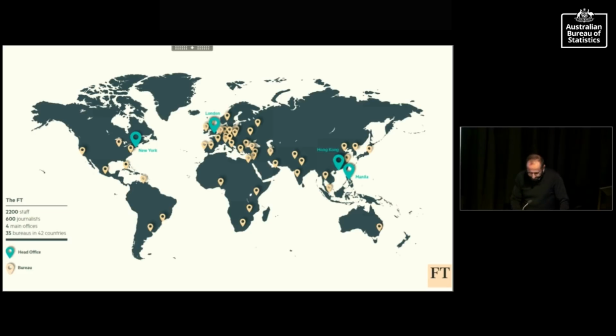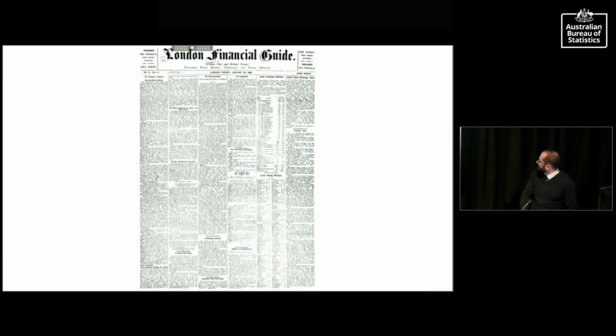So I'm the first ever Data Visualization Editor, and the first clue that they needed one probably was with the first edition. So this is 1888. This is the first ever issue of the Financial Times when it was called the London Financial Guide. And yeah, you can see it's pretty intense, right? But I'd like to point out that there's data all over that front page. I think data has always been a part of the Financial Times.